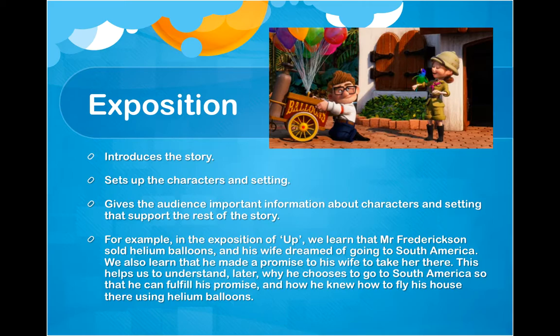Exposition. The exposition introduces the story. It sets up the characters and setting. It gives the audience important information about characters and setting that support the rest of the story. For example, in the exposition of Up, we learn that Mr. Fredricksen sold helium balloons and his wife dreamed of going to South America. We also learn that he made a promise to his wife to take her there.